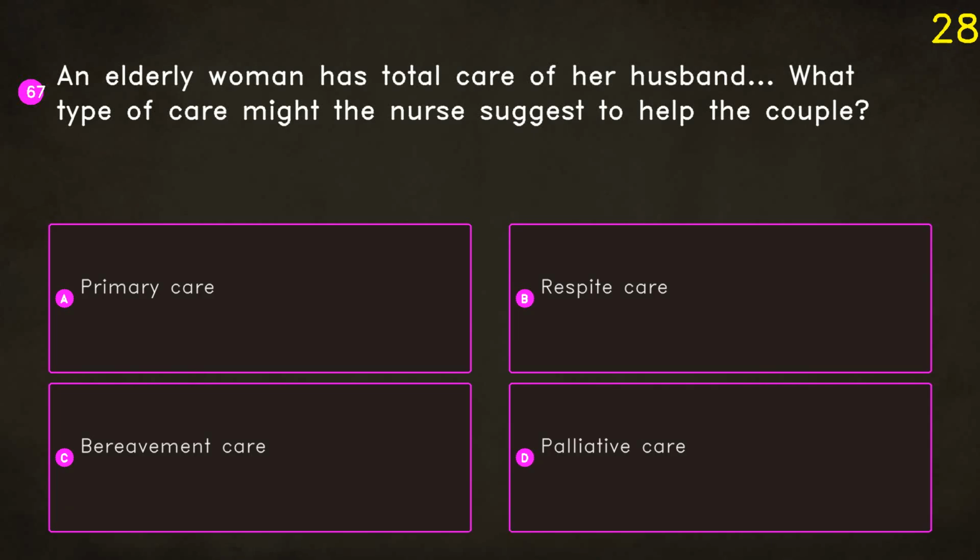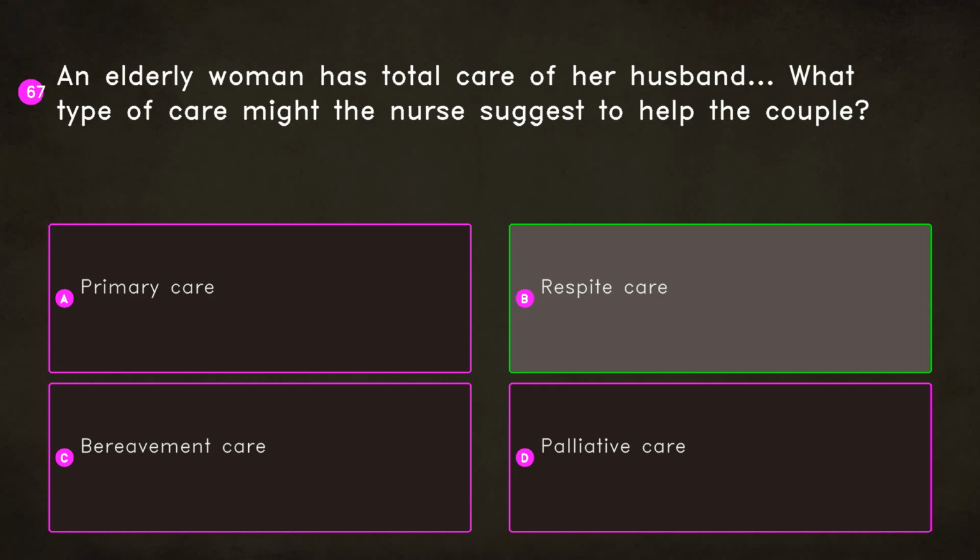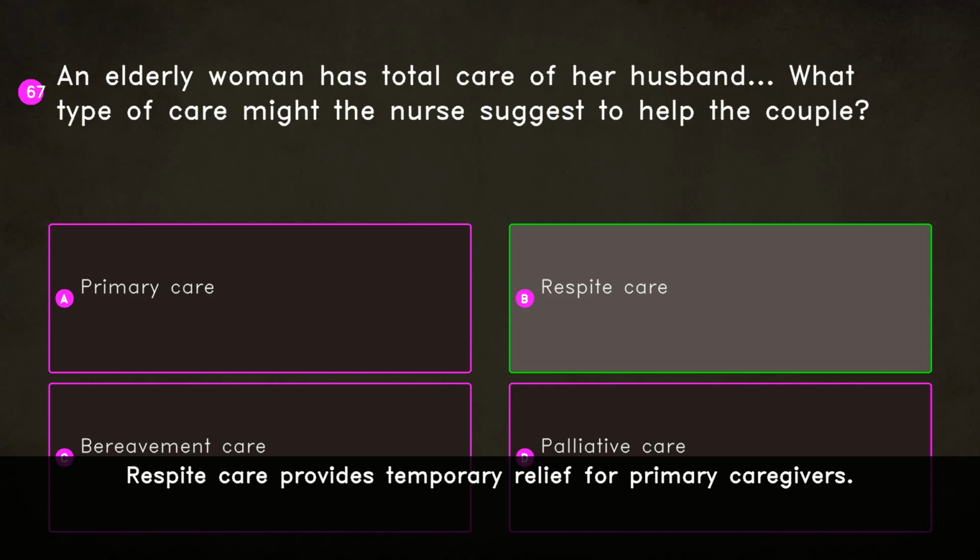Question 67. An elderly woman has total care of her husband. What type of care might the nurse suggest to help the couple? A. Primary care. B. Respite care. C. Bereavement care. D. Palliative care. The correct answer is respite care. Respite care provides temporary relief for primary caregivers.